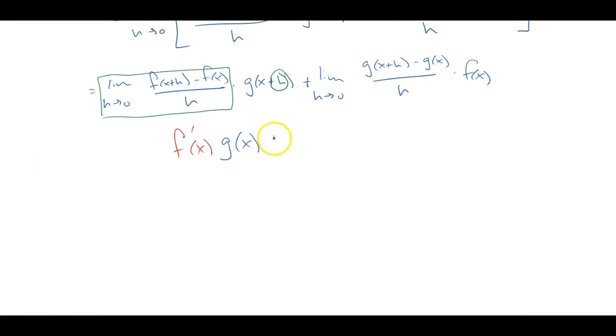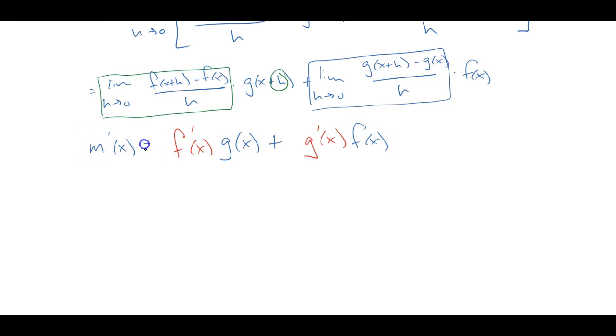So now plus, let's take the limit of this limit here. Oh, we know exactly what that looks like as well. That is our g prime of x, our derivative of g. Now the f of x, as h approaches 0, there is no h, and so we're just left with f of x. And so the derivative of a product comes out to be this setup. We call this the product rule.